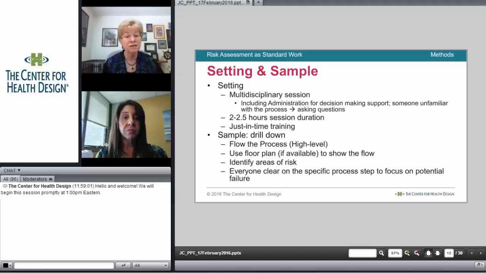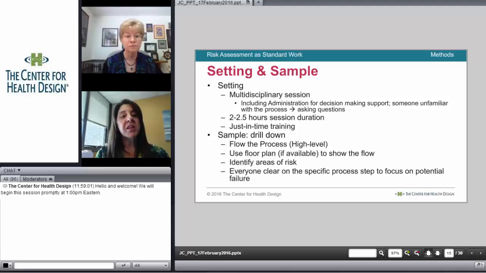By flowing the process and talking about the particular areas of risk, it pulls everybody together on the same level. A lot of times nobody understands the FMEA process, so now we're on equal footing. Whether you're a director of facilities or a nurse, we're all here learning together. And so it's a great process that way.